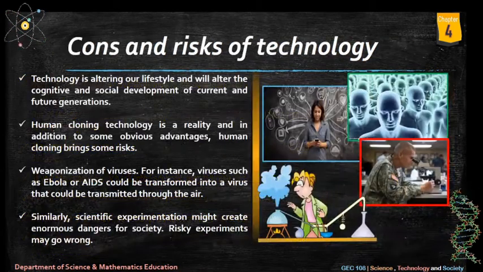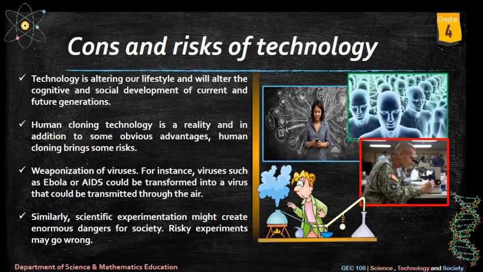Cons and risks of technology. Technology is altering our lifestyle and will alter the cognitive and social development of current and future generations. Human cloning technology is a reality, and in addition to some obvious advantages, human cloning brings some risks. Weaponization of viruses. For instance, viruses such as Ebola or AIDS could be transformed into a virus that could be transmitted through the air. Similarly, scientific experimentation might create enormous dangers for society. Risky experiments may go wrong.